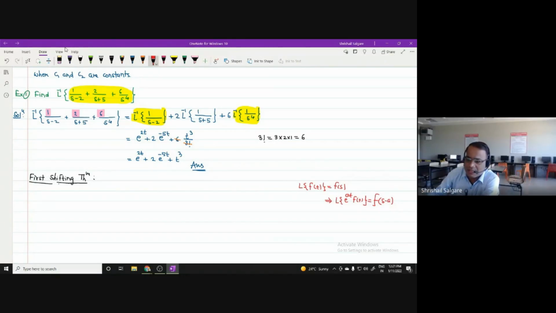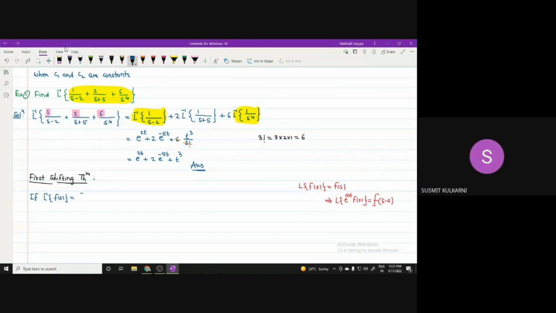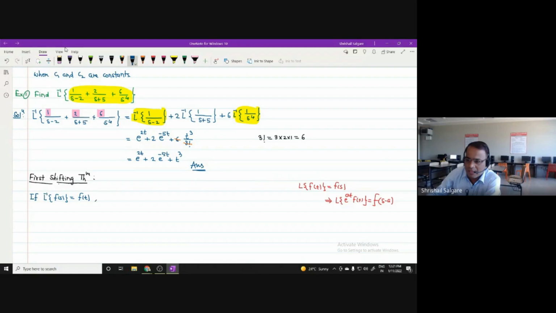So here, what is my assumption? If the inverse Laplace transform of f of s is, suppose, f of t, then the inverse Laplace transform of f of s minus a is given as e to the power at into f of t. That result is true for positive and negative values of a.